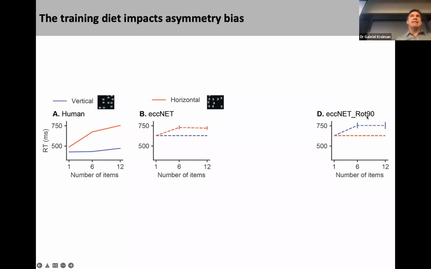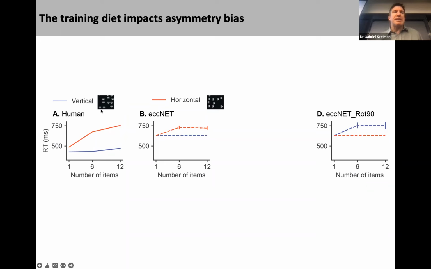And lo and behold, in the model, when we do that, with exactly the same model except that the basic visual architecture was trained with 90-degree rotated images, we can reverse this asymmetry. This is the asymmetry that we had before. We still get asymmetry, but we get exactly the opposite effect. Now, when the model is used to seeing light coming from the side, it finds it easier to search for objects that have illumination from the side than when you have illumination from the top.